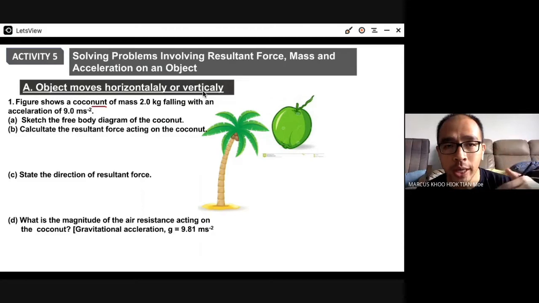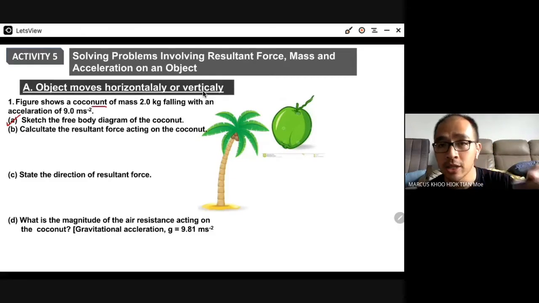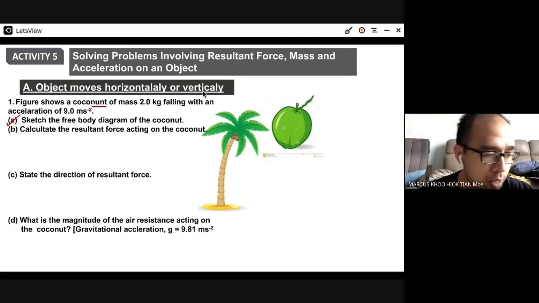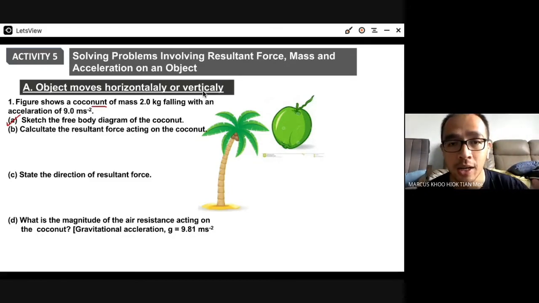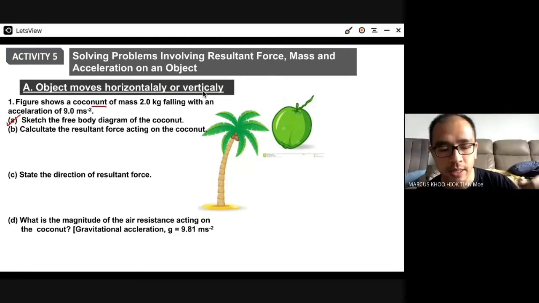Whenever you get a resultant force punya situation, let's start with the free body diagram. It's always a good idea to draw a free body diagram. So over here, we have a very nice green coconut, and let's draw the free body diagram. What forces can possibly be acting on this coconut? Valerisa, give me the number 1 force. Air resistance. Air resistance in what direction?